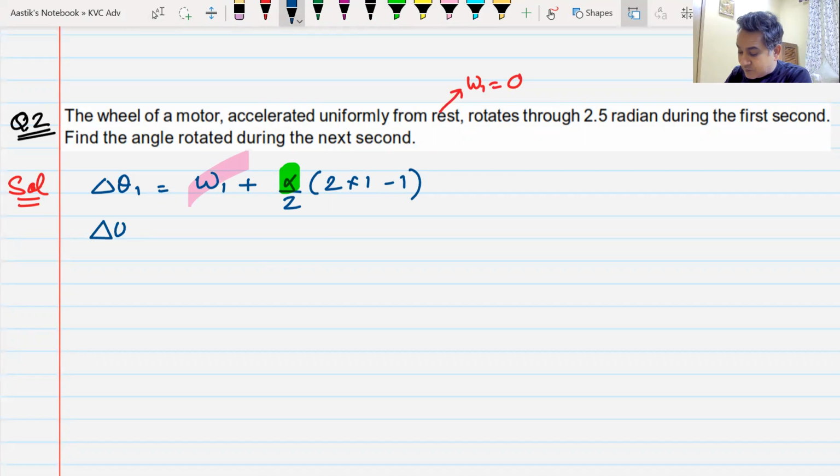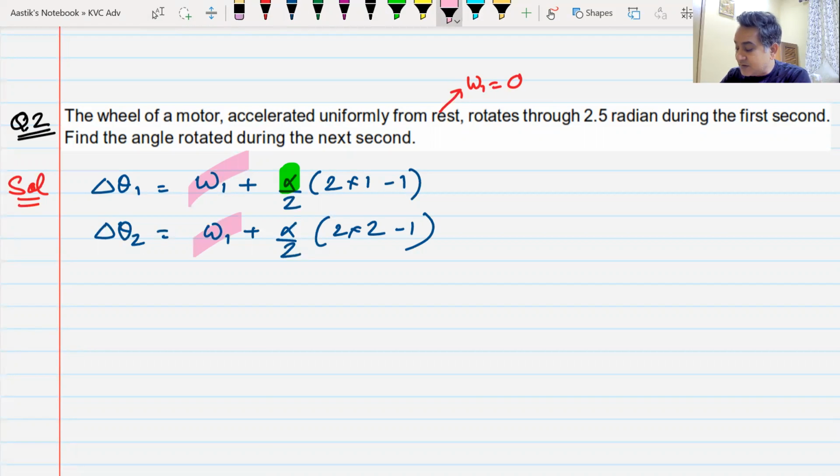Then you can put the formula for displacement in the second: initial velocity omega plus alpha by 2 into 2 into 2 minus 1. This omega 1 is 0. You have already calculated alpha from equation number 1, or you don't want to calculate alpha from equation number 1. Divide these two equations. Alpha will get cancelled and you will get displacement in the second. Do we understand this? Yes or no?